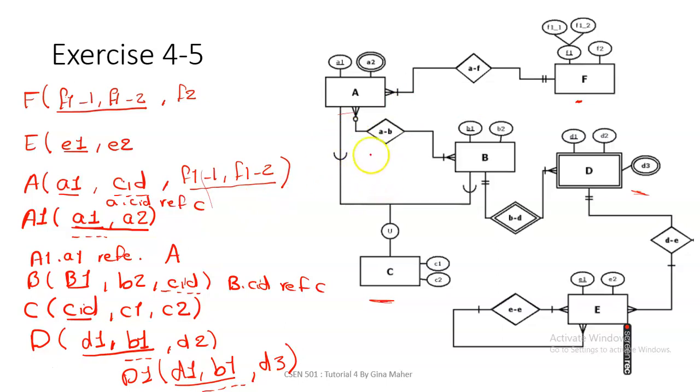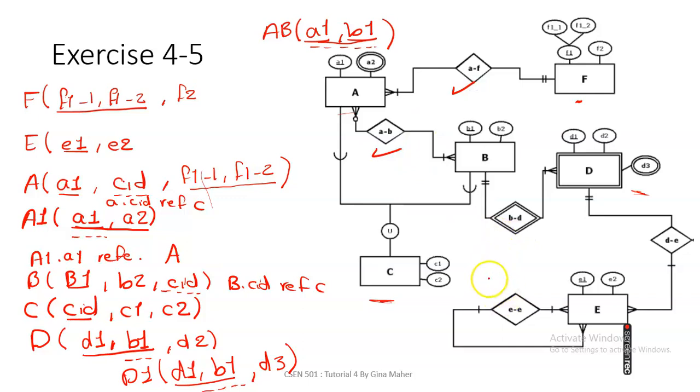Let's move to another relation, which is A-B, many-to-many. Simply we can do this by a relation called AB, adding the primary key of A and the primary key of B, both together as primary keys, and both will be foreign keys. And we have to state clearly which entity each attribute references. Okay? Now we are done with this relation and this one.